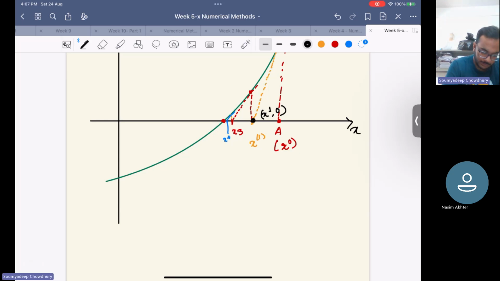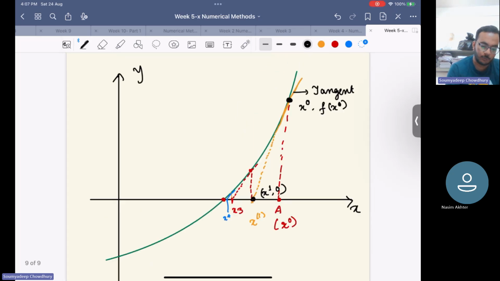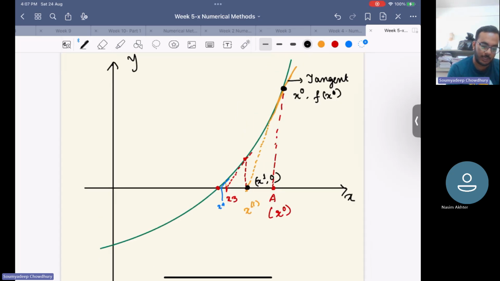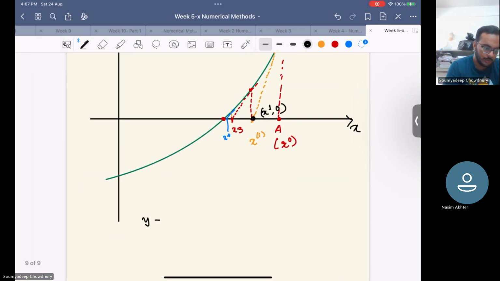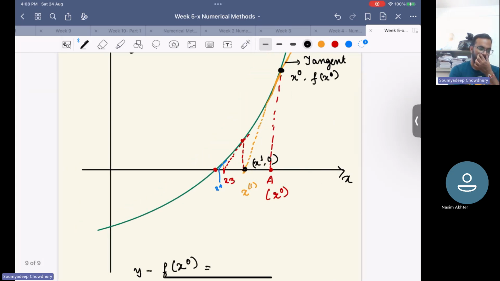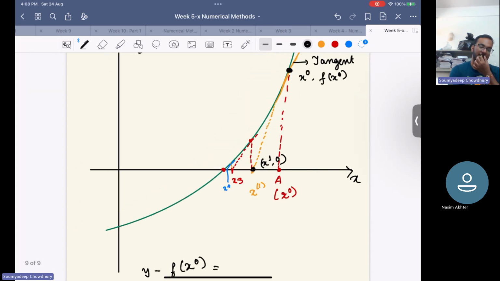So it is basically y minus, we are considering it to pass through this point x0 and f of x0, right? So it is basically y minus f of x0 will be equal to m. Now what is the slope of this line basically? So the slope of this tangent, we can basically tell it to be the derivative of this function at this point, at this black point, right?